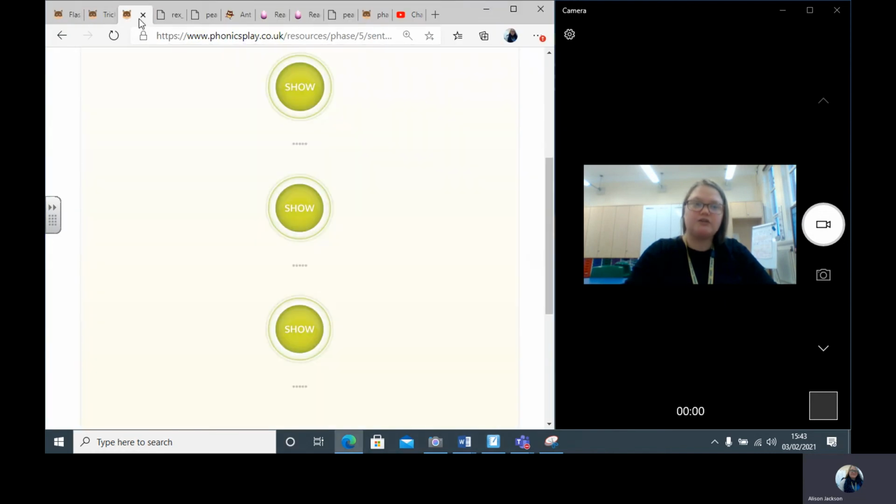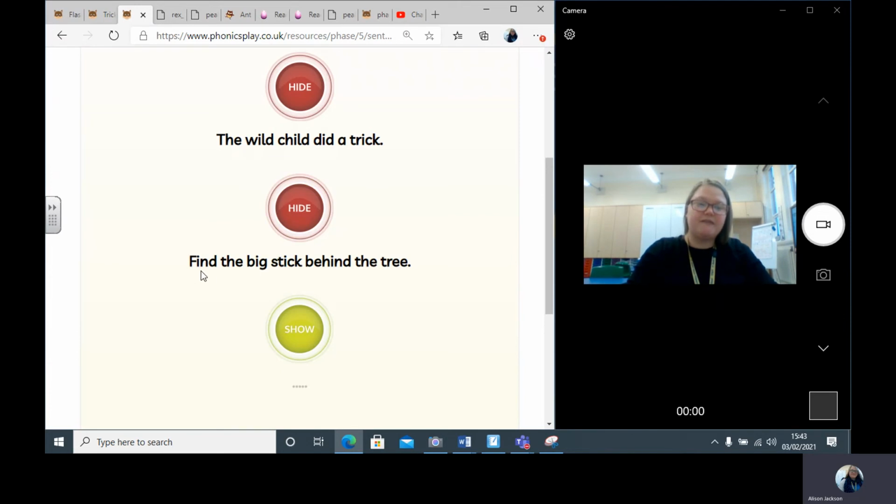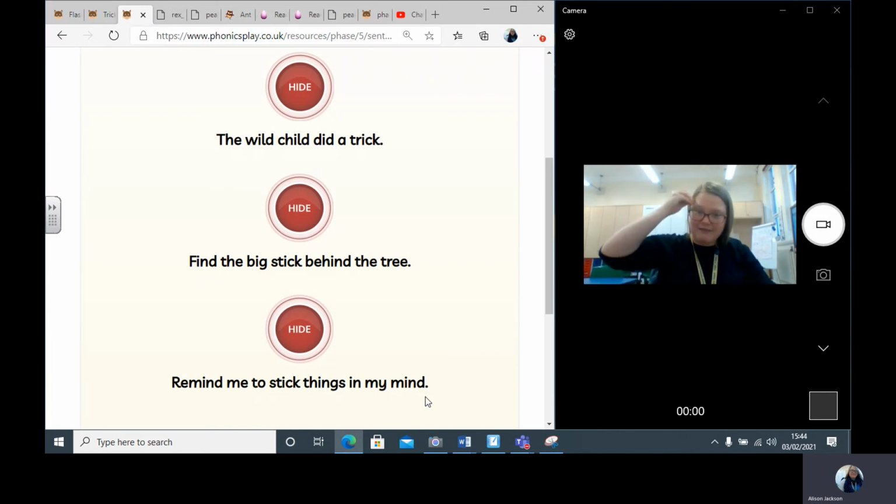Now we've done that work, we're just going to read some sentences with the long vowel I in them. So the, w, i, ld, wild, ch, i, ld, child, did a trick. The wild child did a trick. Find, find the big stick, b, e, h, ind, behind the tree. Find the big stick behind the tree. Last sentence. R-e-m-i-nd. Remind me to stick things in my mind. Mind. Remind me to stick things in my mind.